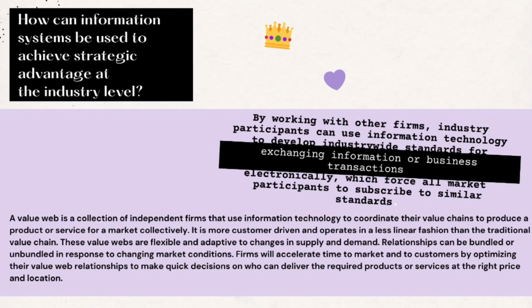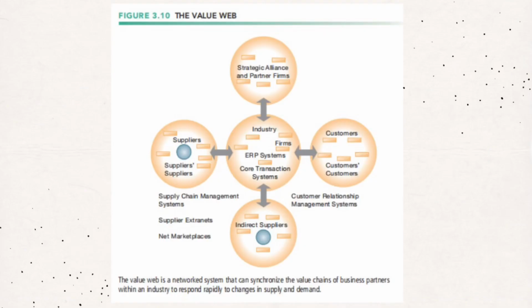Firms will accelerate time to market and to customer by optimizing their value web relationships to make quick decisions on who can deliver the required product or service at the right price and location. The value web is a network system that can synchronize the value chains of business partners within the industry to respond rapidly to changes in supply and demand.